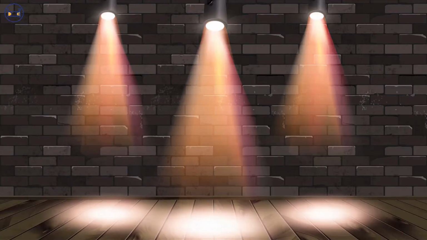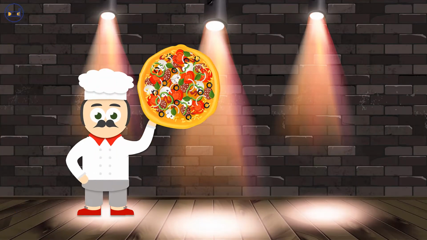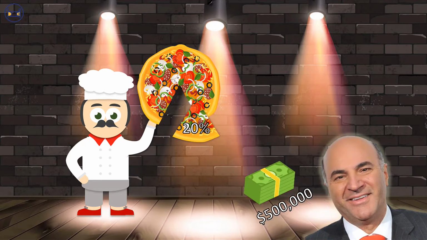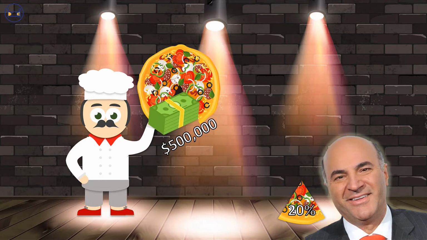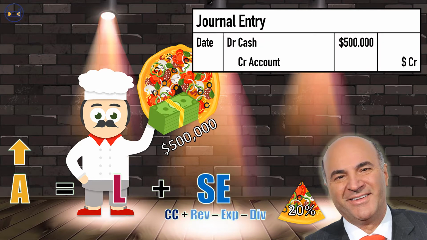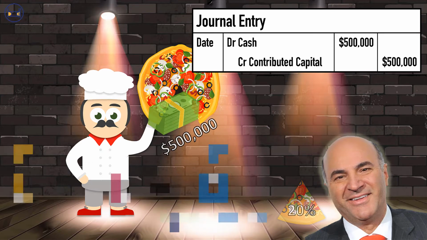So our entrepreneurial friend Papa Pia goes on Dragon's Den, and Kevin O'Leary agrees to pay $500,000 in exchange for 20% ownership of his pizza joint. Papa Pia's Pizza Pie would debit its cash $500,000, the money they received from Kevin, and credit its contributed capital for $500,000, representing how much was contributed by Kevin. Kevin now owns 20% of the shareholders' equity.